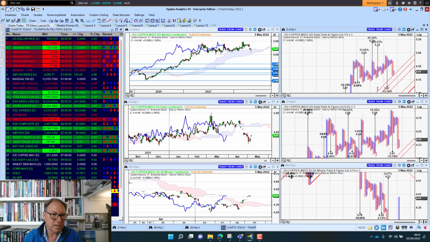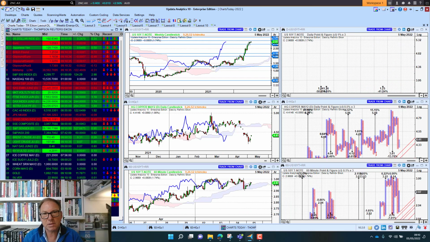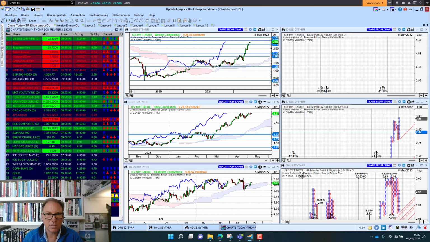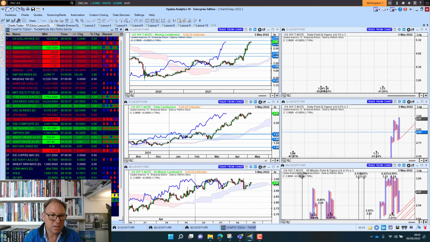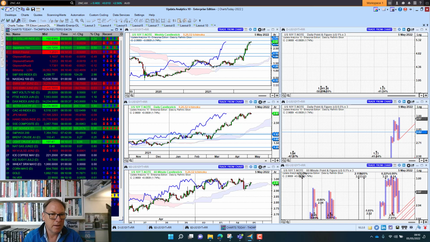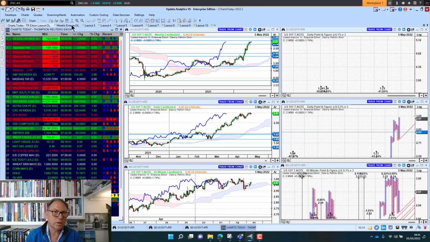Looking at US 10-year yields, we're sitting at 2.96%. That interest rate move yesterday in the US is kind of expected, so we haven't seen a great reaction there, and so that's quite key.